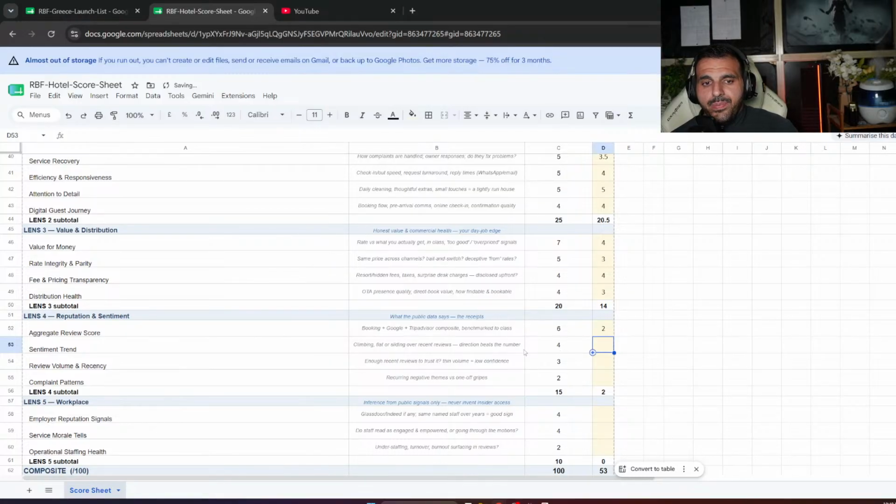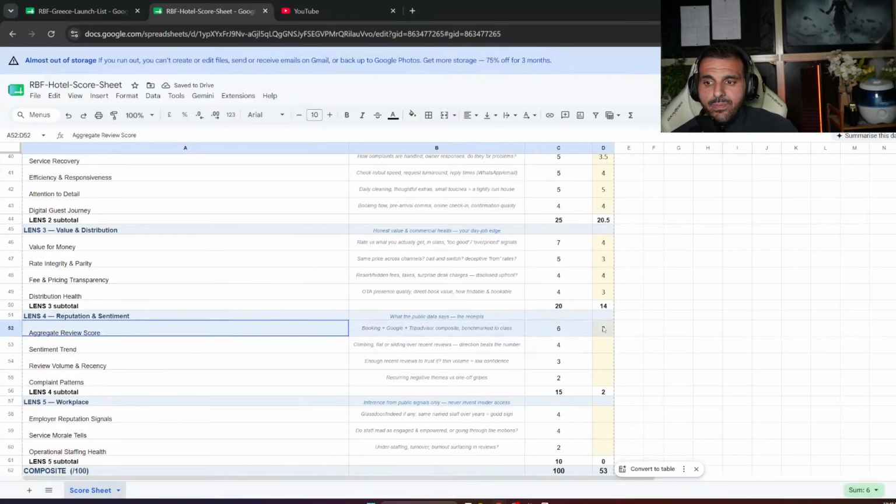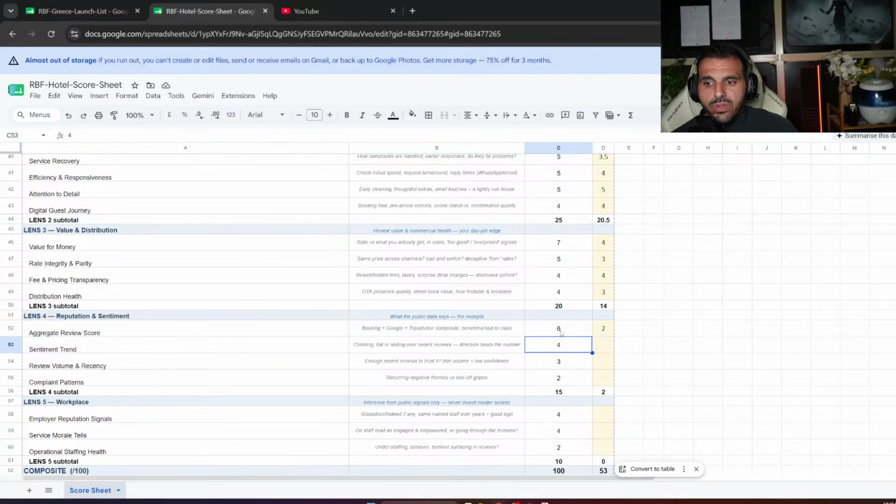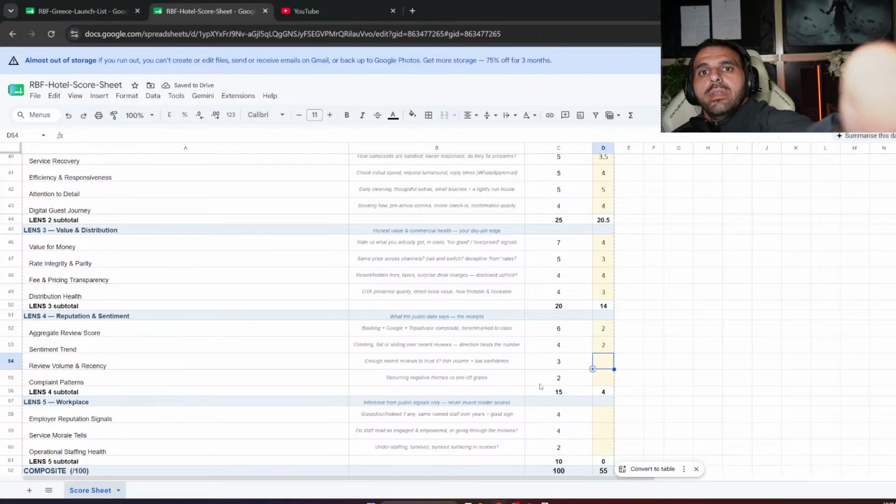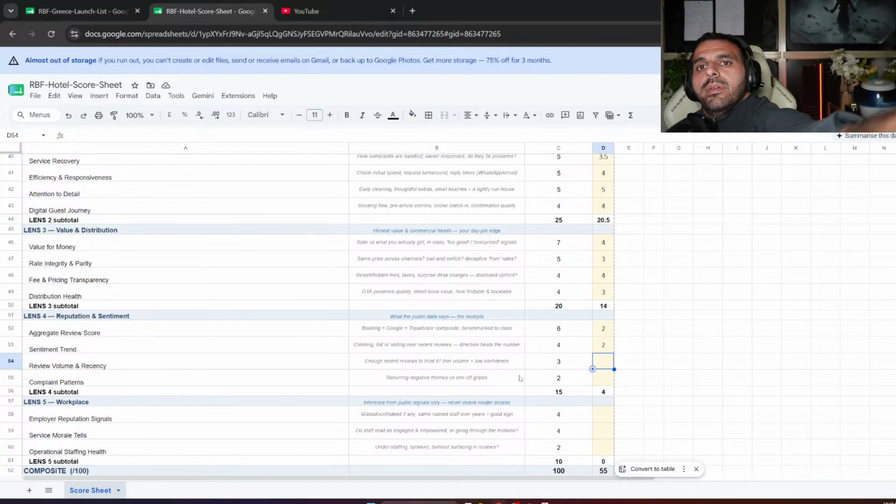They're not active. If they were active, I would at least increase the score over here. But they're not. Very low quantity of scores, but the quality is good. Sentiment trend, which is over here, climbing, flat, or sliding. Okay, so I believe that they are stuck in the middle. They're trying their best to maybe keep the same scores. They're not improving. Review volume and recency.